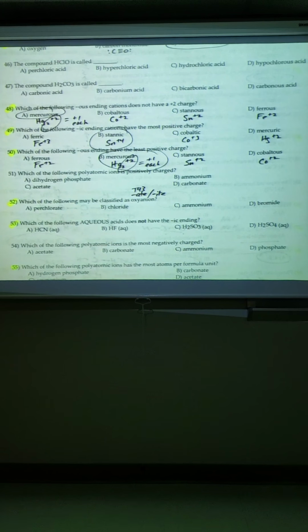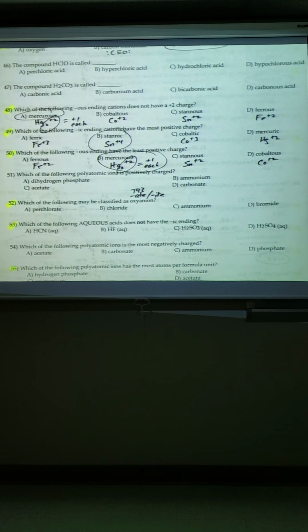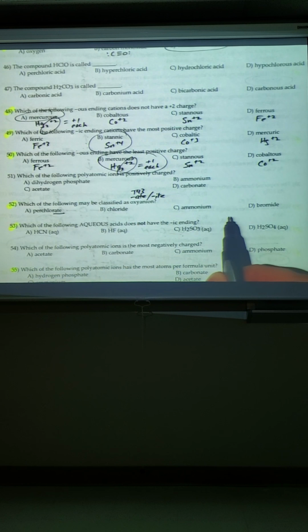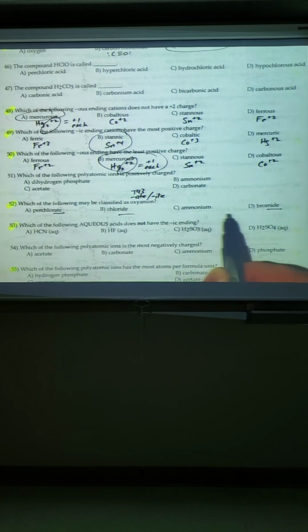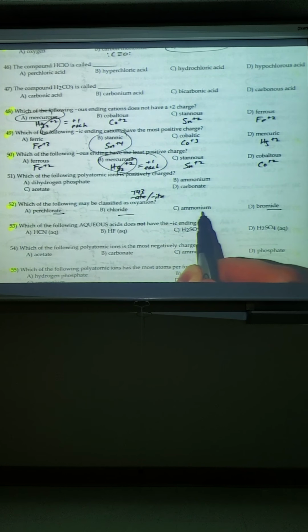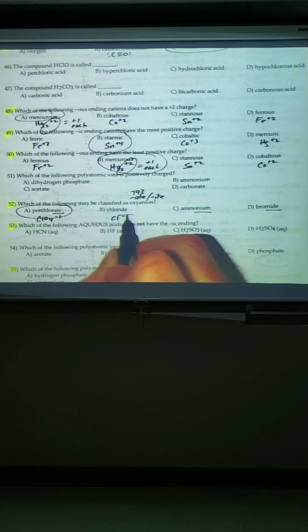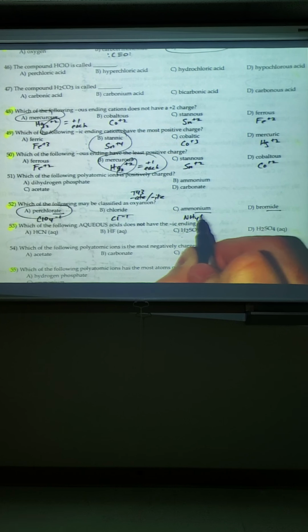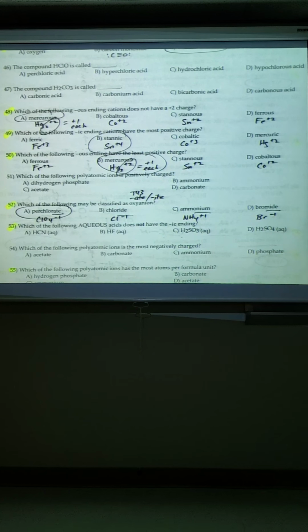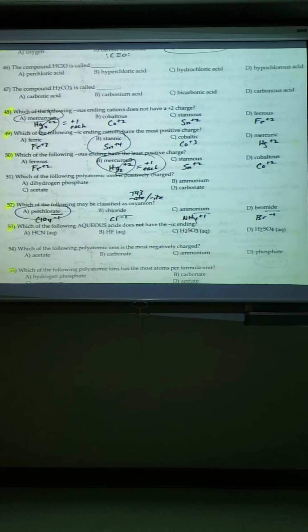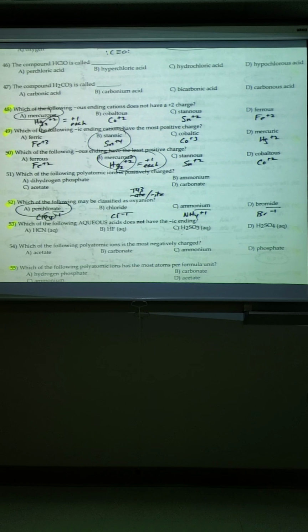52 says which one has an oxyanion? Those tend to be in ATE or ITE ending. ATE is the base, ITE loses an oxygen. So which one is ATE, IDE, IDE, IUM? So definitely the only one is perchlorate, that's a ClO4 negative 1. Chloride is a Cl negative 1, ammonium is an NH4 positive 1, and bromide is a Br negative 1. Same family, same charge for those two. Notice this is the only one that has oxygen. Those are oxyanions, those are the ternary polyatomic ions.